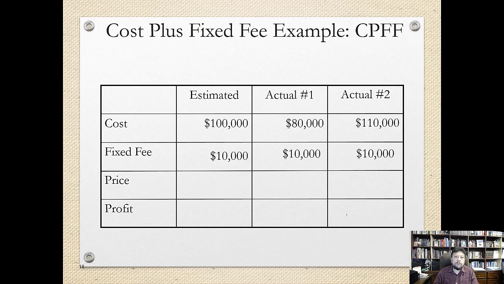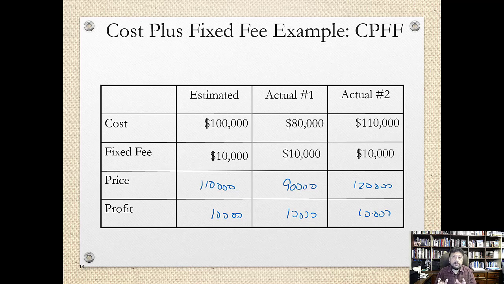So one way to counter that is to make this fee constant. No matter what the cost is, the fee is constant. In this case, $10,000 has been agreed as the fixed fee for the contractor. If it's finished at 100, the total cost comes to 110,000 for the client and 10,000 for the contractor. If it's 80, the final cost to the client is $90,000, and 10 for the contractor. If 110, then 120 is the final price for the client and 10,000 for the contractor.